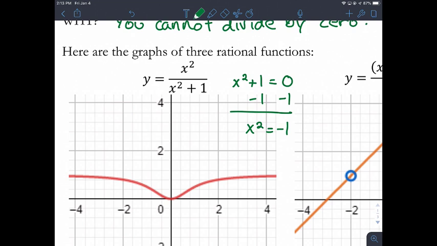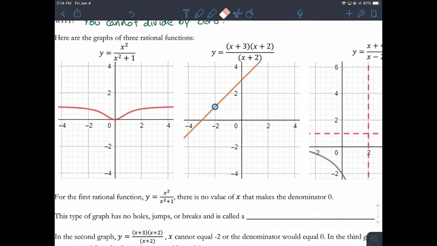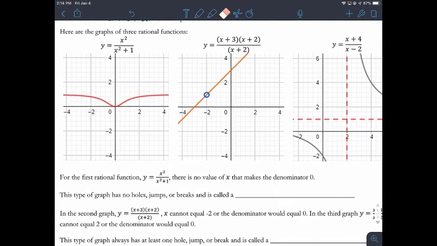Now, x squared can never equal negative 1 because x is being squared. And anytime you square any number, you end up with a positive answer. Negative 4 squared, for instance, is positive 16. Negative 1 squared is positive 1. You cannot get a negative number by squaring a number. So therefore, you can't get this equal to 0. So this type of function has no holes, jumps, or breaks, and is called a continuous function.